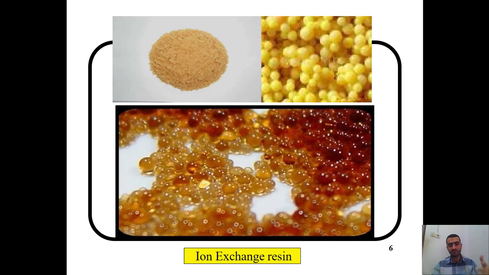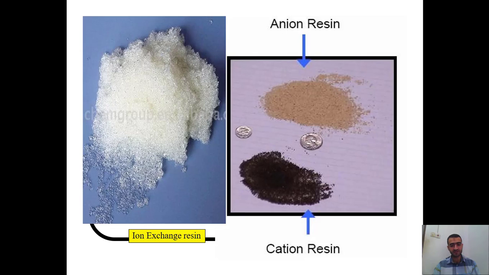So these are some shapes of the resin. Of course, the resin particulate is about 1 millimeter, so it can be seen by the naked eye. And it is holding the high charge of the molecules, either positive or negative. So these are some examples. This is anion resin, this is cation resin. You can see the shape, it's like a particulate material.